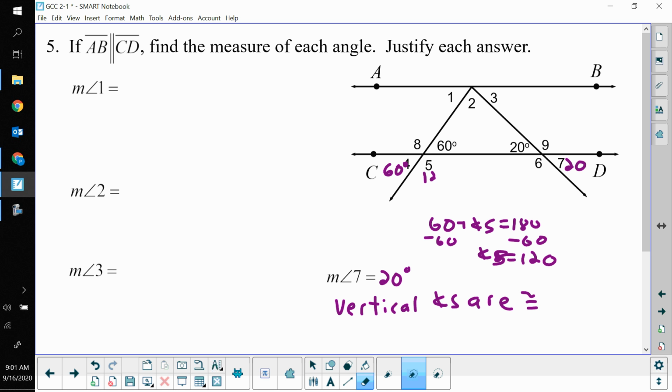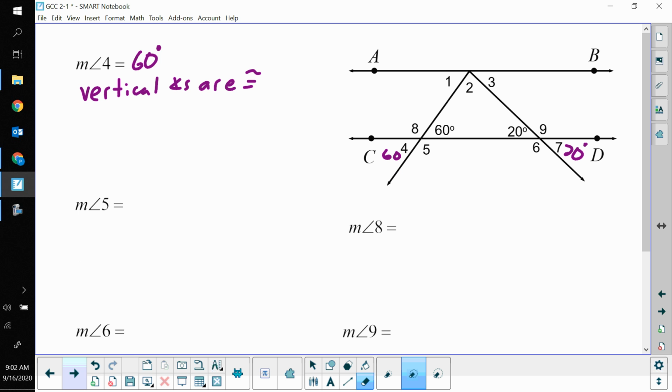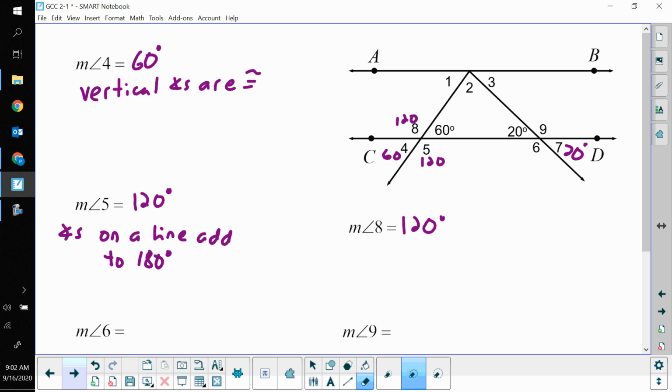But that's going to be true about angle 8 as well. So down on the bottom, for angle 5 we can do 120 degrees, and for angle 8 we can do 120 degrees. And our justification for both is angles, you can use the angle symbol, on a line add to 180 degrees. And we'll put that justification for each of them.